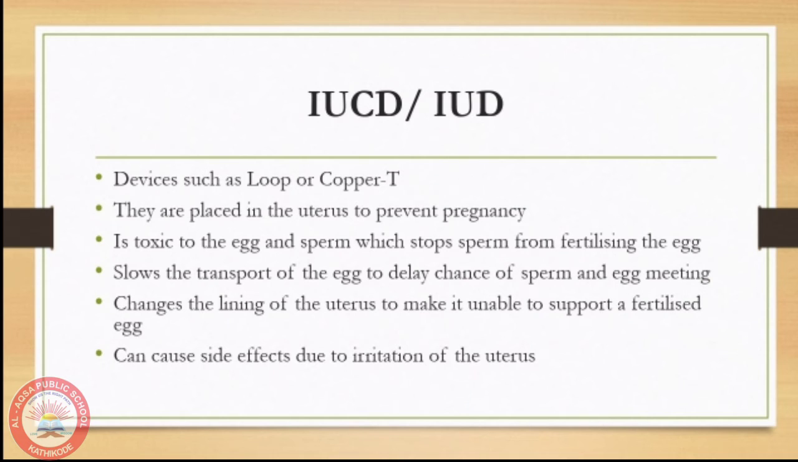And it also changes the lining of the uterus so that it is unable to support a fertilized egg, and the fertilized egg will not be attached to the uterus. So by this method, pregnancy can be prevented. The use of IUCD also can cause side effects as it causes irritation on the uterus lining.